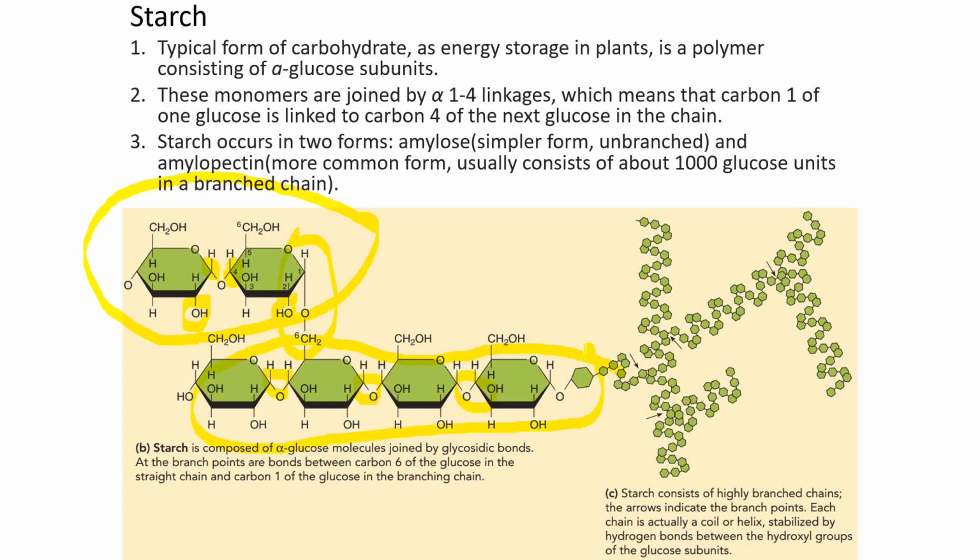These two chains are connected by this bond here, between the first carbon of this glucose and carbon 6 here. This bond is known as alpha 1,6 glycosidic bond. When they branch off at this point, it is known as the branch point.